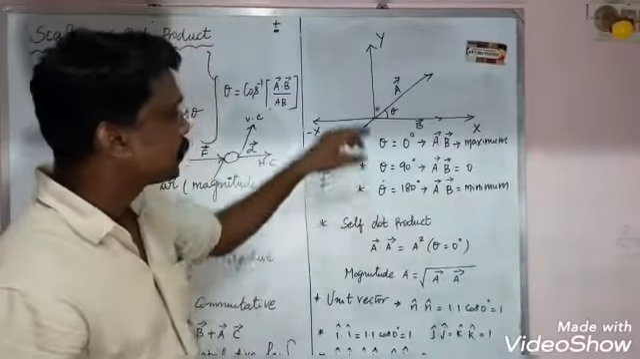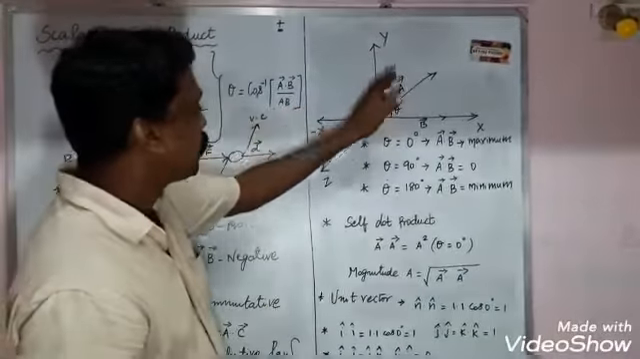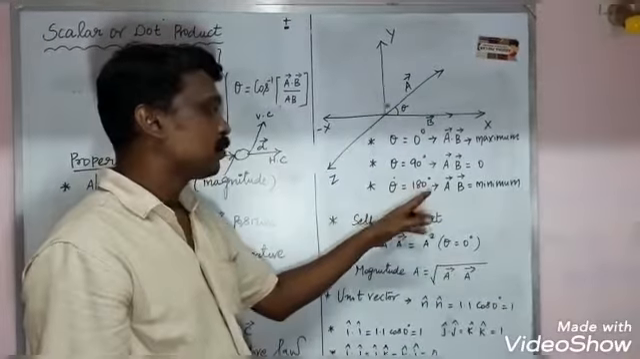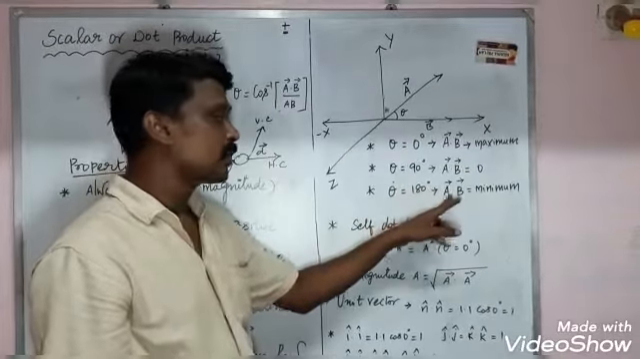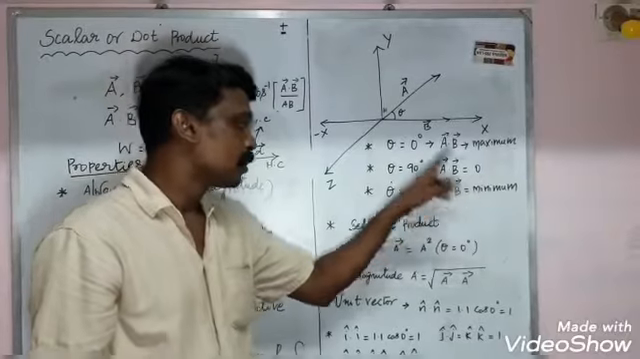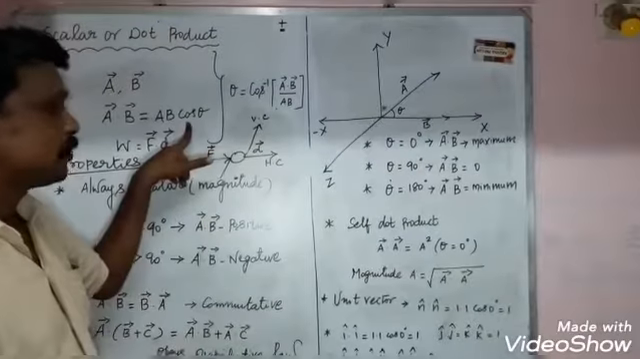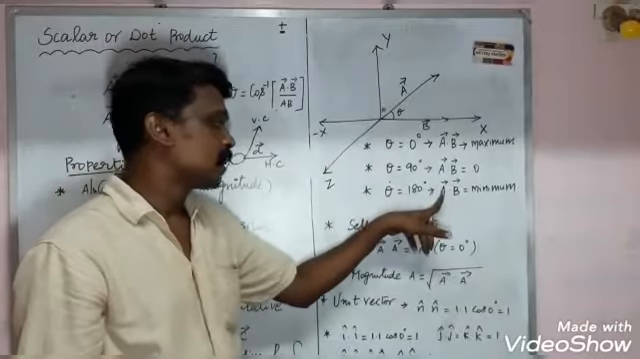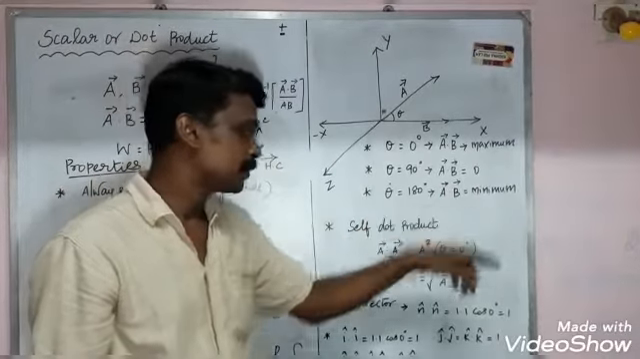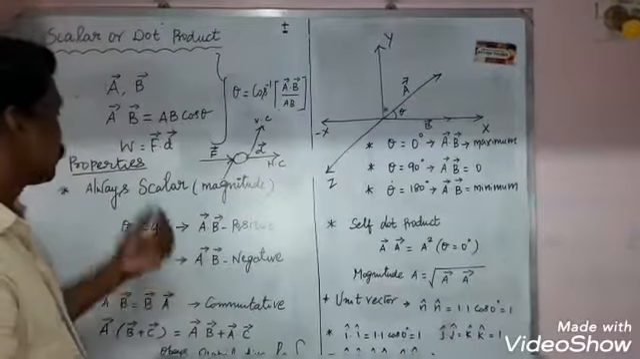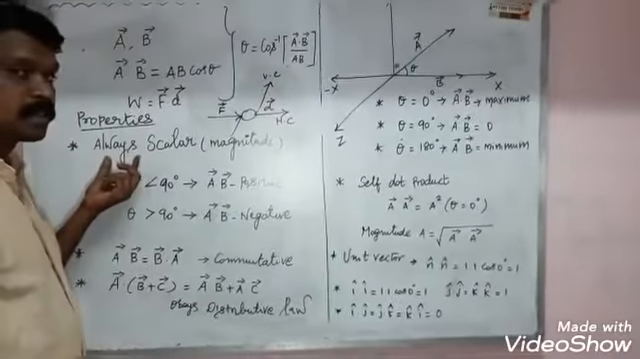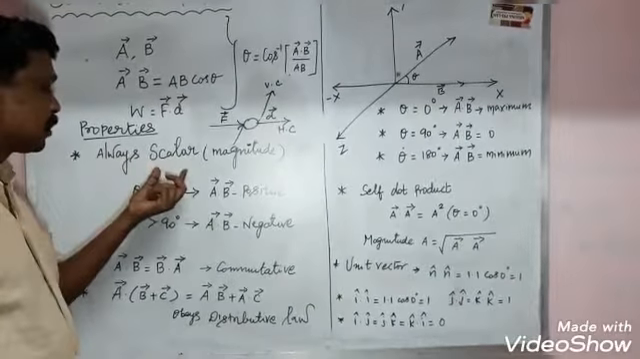The next one, if the A vector falls on the negative x-axis, what happens? Theta becomes 180 degree. Therefore A vector dot B vector is minimum because the cos 180 value is equal to minus 1. Therefore the scalar product will be minimum. The next, it is always a scalar. The dot product of two vectors is always a scalar.